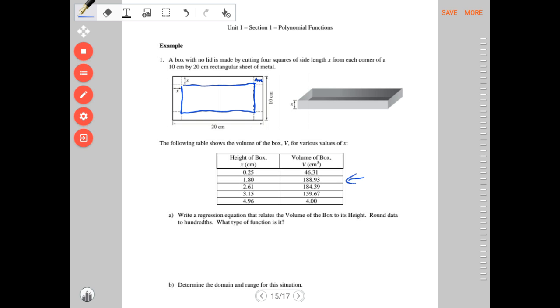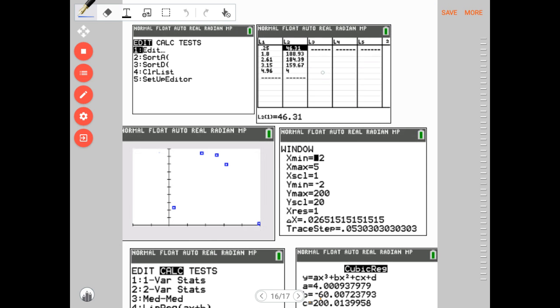So these are what we're going to put in our stat lists. The height of the box, that's going to be list 1, and the volume is going to be list 2. I want you guys to type those in right now. When you do, you should end up with the list that looks like that. Awesome. So when you do that, again, we're going to go into the stat plot. Make sure you turn your stat plot on, and then plot it up.